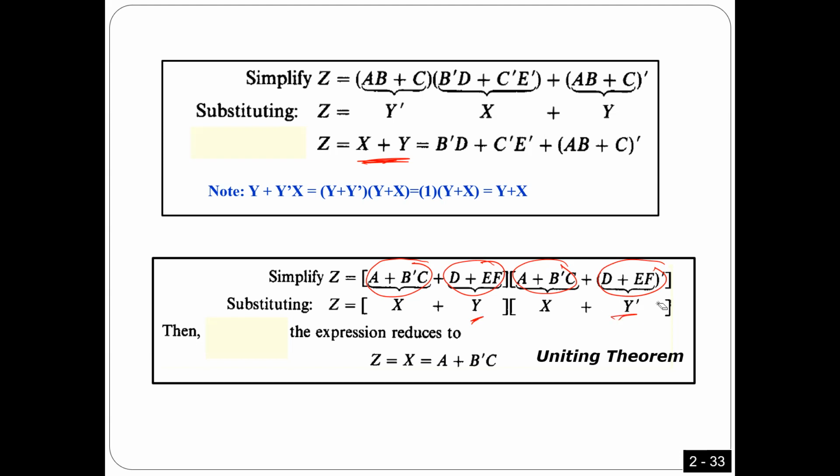Okay, so if you look at this one here and check the theorem I explained before, this is the uniting theorem as I told you before. If you have something like that, the result is actually X. You already have this one in the theorem I explained before. So all you have to do is, the result is equal to X, you just take this one and put it here.